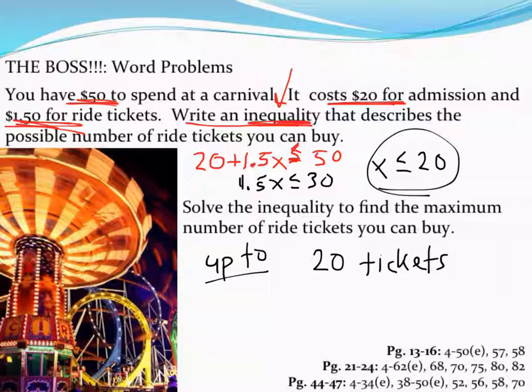We don't have to buy 20 tickets. We can buy up to 20 tickets. Or some people say we can buy a maximum of 20 tickets, or at most 20 tickets. But just make sure you include something like that in your explanation to make sure your answer is clear.